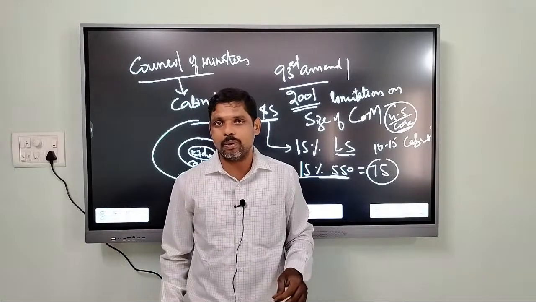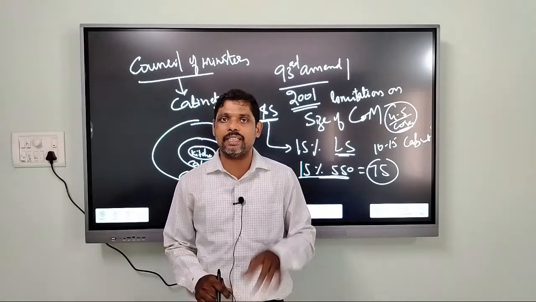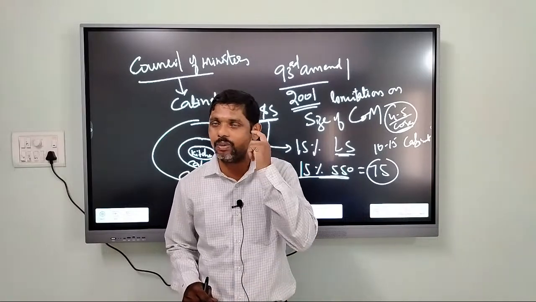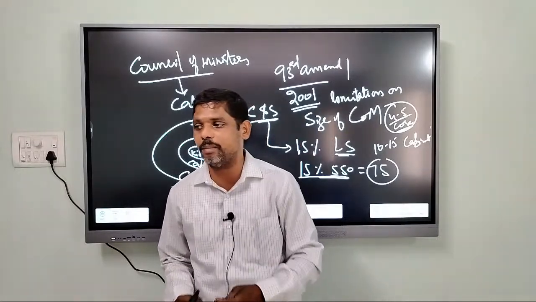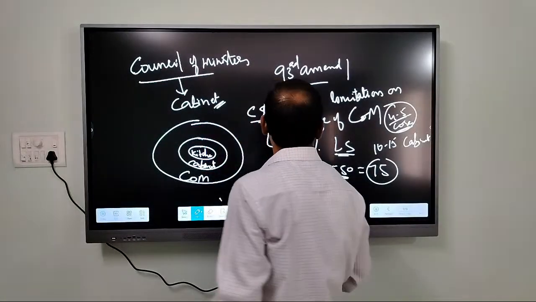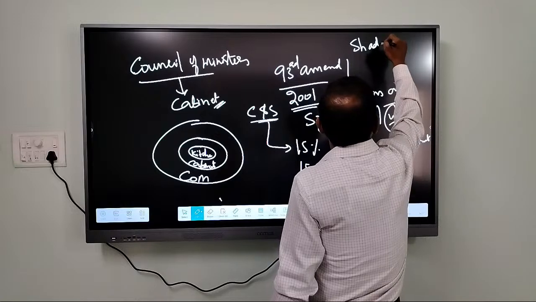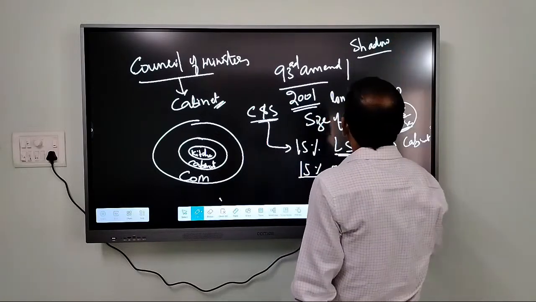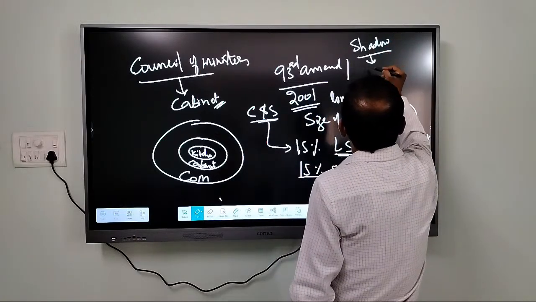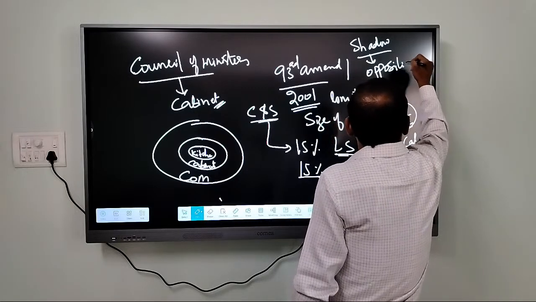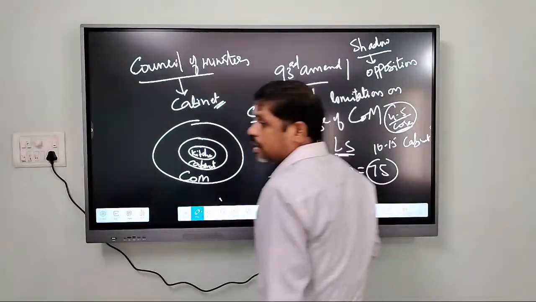Alright, so in a parliamentary system of government there is another word called shadow cabinet, which we don't see in India lo ledu but Britain lo undi. In Britain there is a concept called shadow cabinet. Shadow cabinet means the cabinet formed by opposition parties.